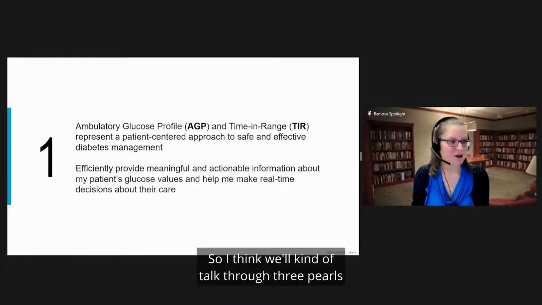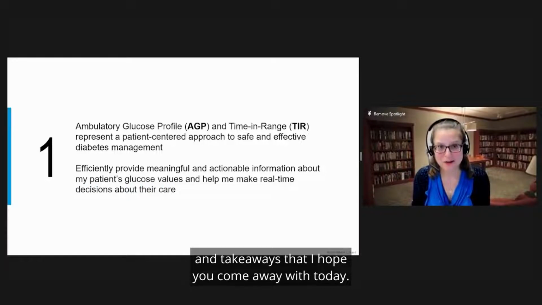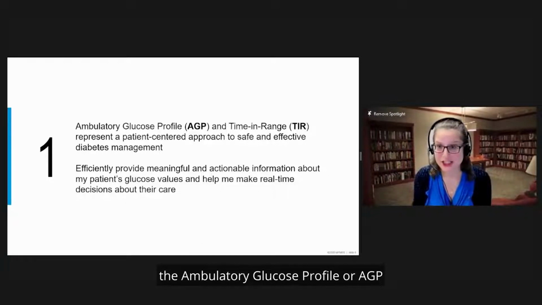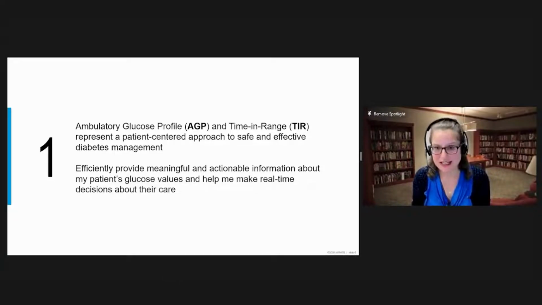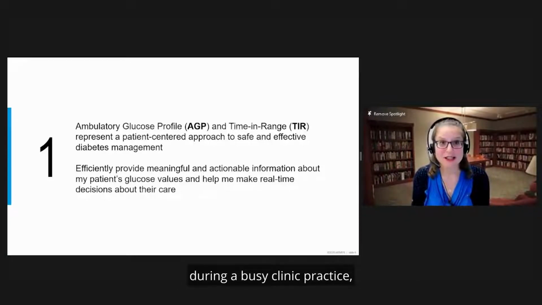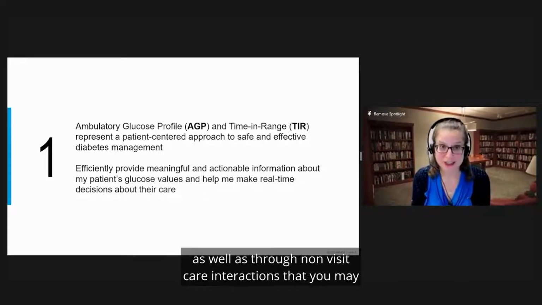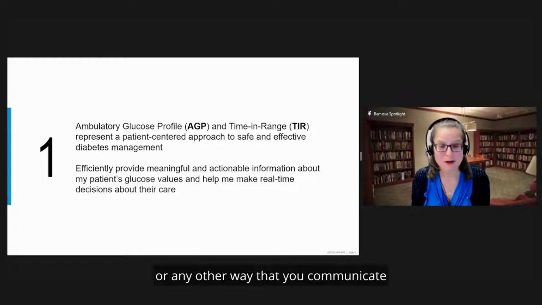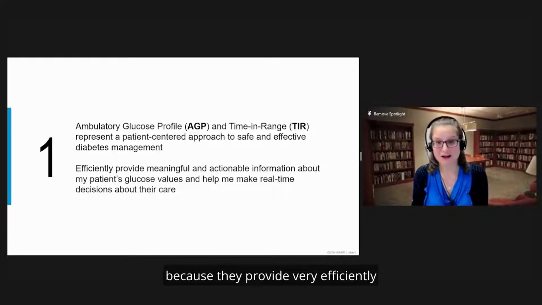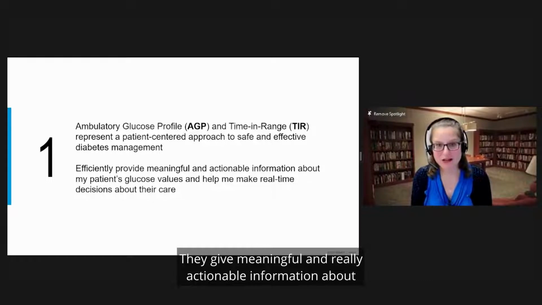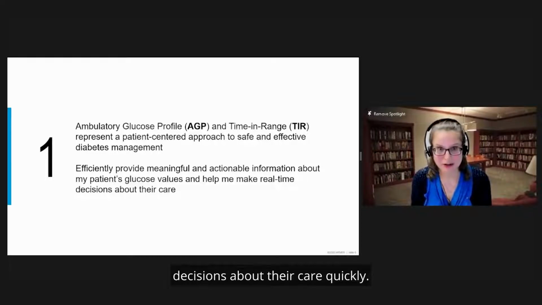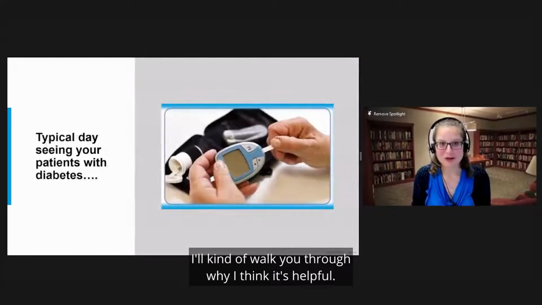So we'll talk through 3 pearls and takeaways that I hope you come away with today. The first is to introduce the concepts of the ambulatory glucose profile, or AGP, as well as time in range, or TIR, and show how they are a patient-centered approach to safe and effective diabetes management during a busy clinic practice, as well as through non-visit care interactions with your patients, be it by portal, phone, or any other way that you communicate with your patients outside of visits. Because they provide, very efficiently with the AGP all in one page, meaningful and actionable information about my patients' glucose values to help me make real-time decisions about their care quickly. So if we go to the next slide, I'll walk you through why I think it's helpful.